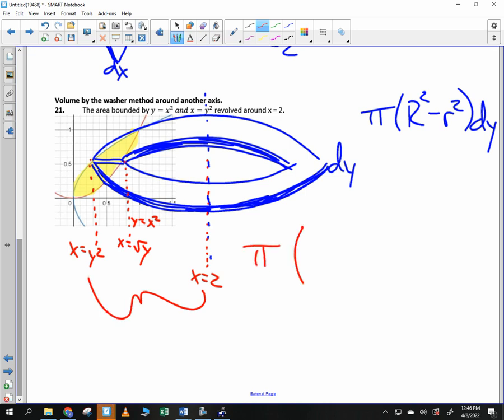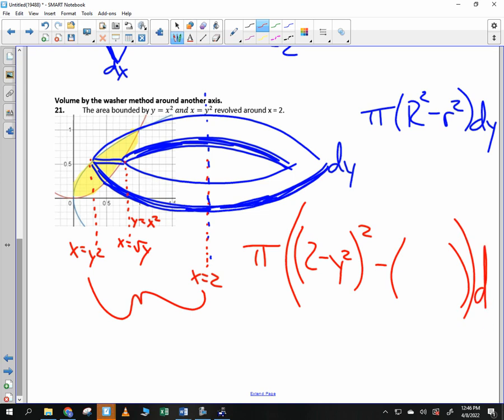So we have pi times 2 minus y squared, that quantity squared, minus, then what is the little radius? 2 minus the root of y, quantity squared, slap on the integral, bounds, 0 to 1. Not too bad, huh? Flip it over.